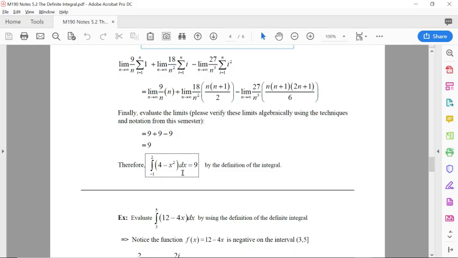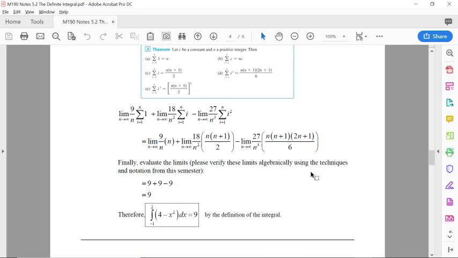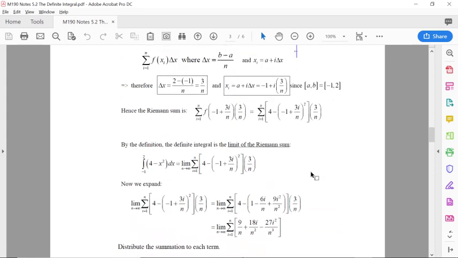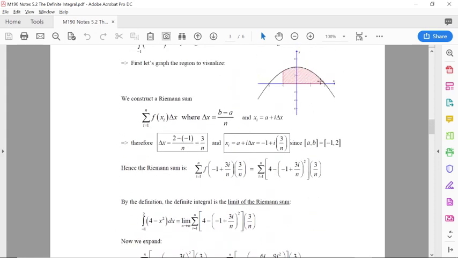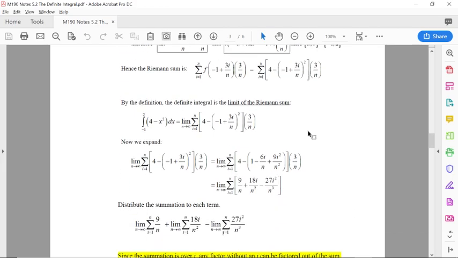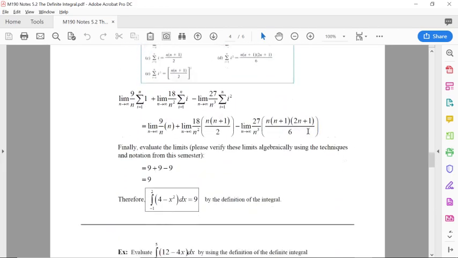Now, geometrically interpreted, what we found is, because this function was positive over the entire interval, non-negative, that is from -1 to 2, the actual area of this region is exactly equal to 9. Okay, and that's a pretty solid conclusion to come to, because this region is not the shape of a rectangle. It's not the shape of a trapezoid, and it's not a circle or a semicircle, right? It's got a parabolic dome on it, and we're able to find its exact area. Okay, it's equal to 9.